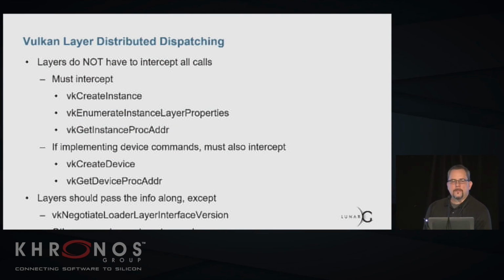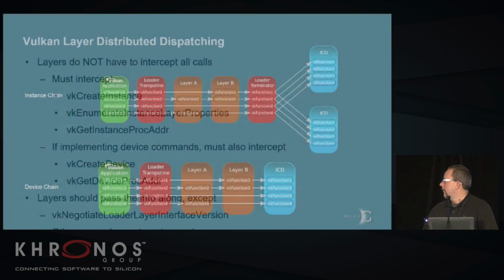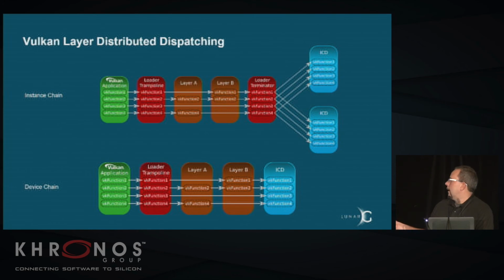One of the interesting things if you do write a layer is you do not have to intercept every single call. You only have to intercept what you want. So every single layer, because of the way it interfaces with the loader, has to at least define create instance, enumerate instance layer properties, and get instance proc address. That opens it up for anything, intercepting anything in the instance call chain. If you want to intercept any device commands, you also have to interface with these. But once you do that, again, you can see all kinds of combinations here for both the instance and device chains.